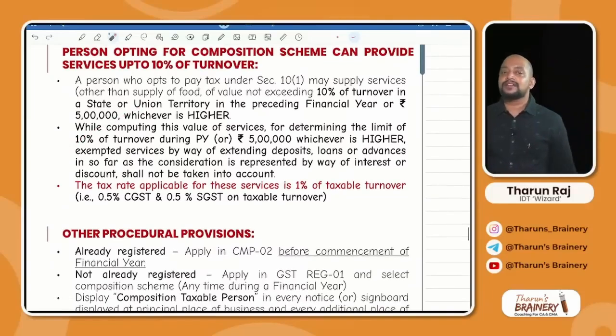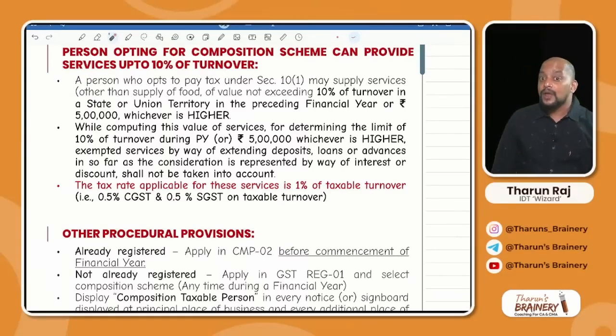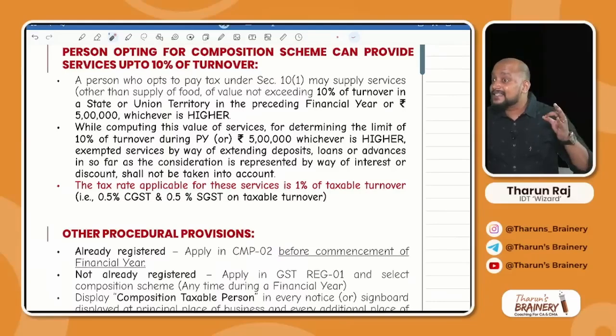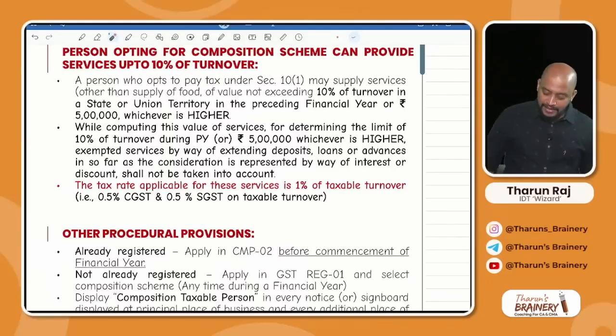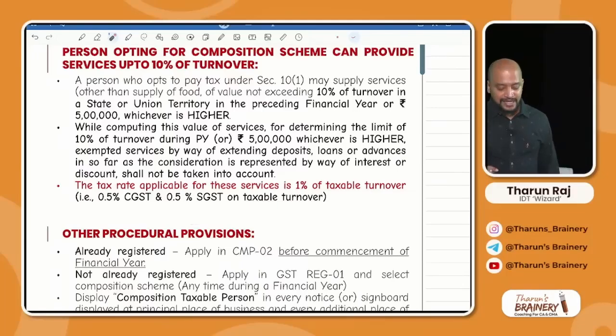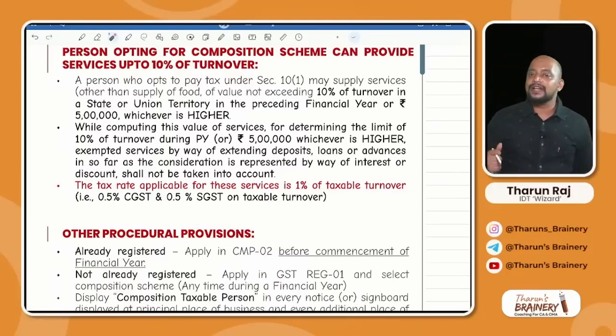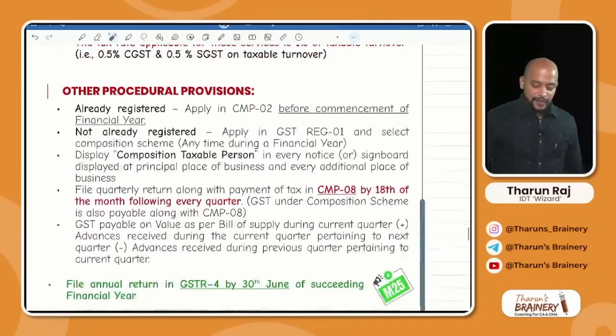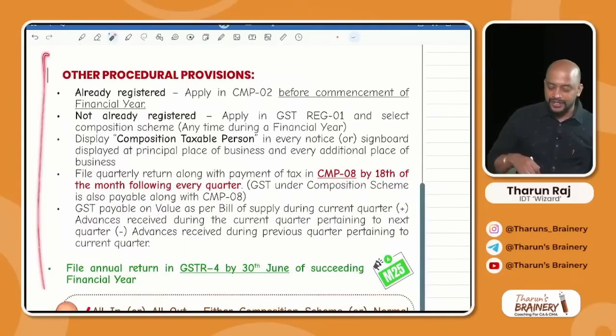So that's what, interest should not be taken into account. And for these services up to the 10% limit or 5 lakhs, whichever is higher, which rate should be taken? The rate applicable to a trader. What is the rate applicable to a trader? 1% of taxable turnover. That is 0.5% CGST, 0.5% SGST on taxable turnover. Are you understanding this?